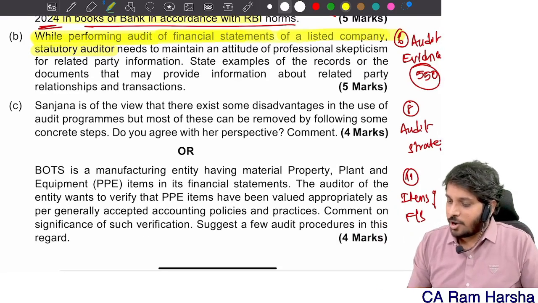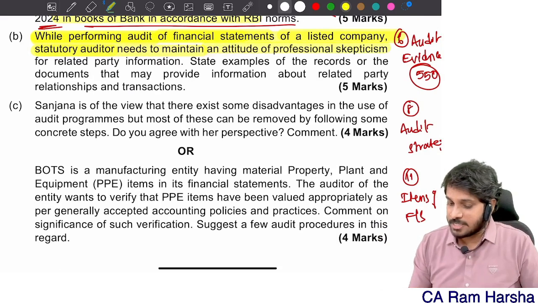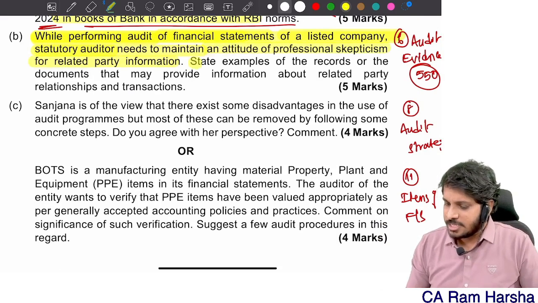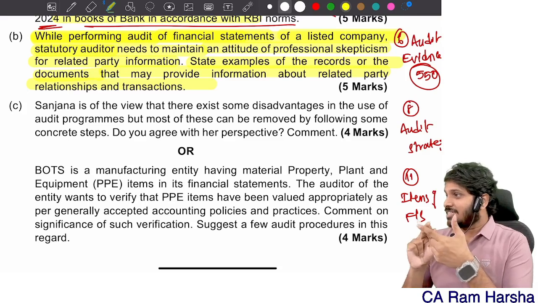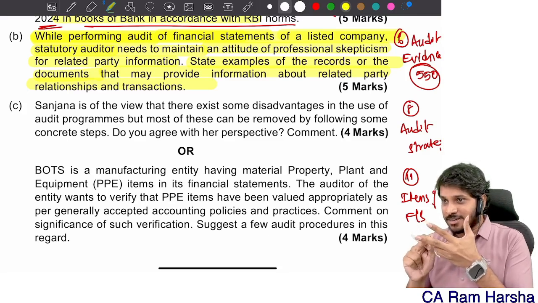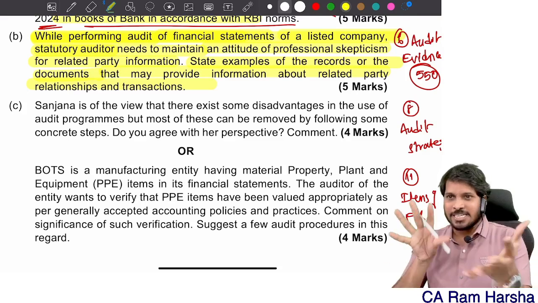While performing audit of financials of listed entities, the statutory auditor needs to maintain an attitude of skepticism for related party information. State examples of records or documents that may provide information about related party relationships: income tax returns, share register, investment register, enquiries to the management, meetings of the management, latest interim financial statements.